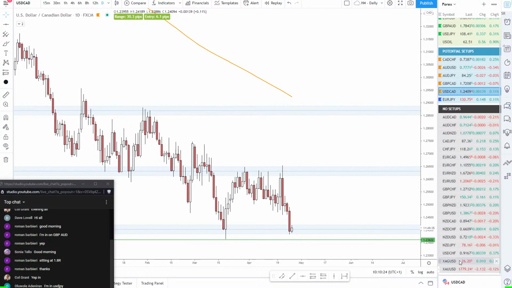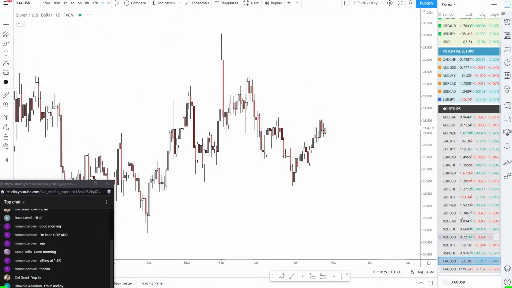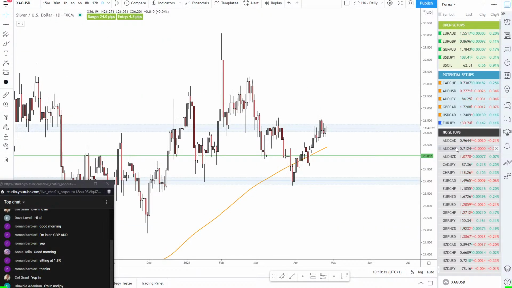USD CAD, nothing there. And that is it for today's analysis, guys. Are there any questions in regards to Forex? And if there aren't, we'll just do a quick little bit on cryptos, because there's a lot of exciting stuff with cryptos.